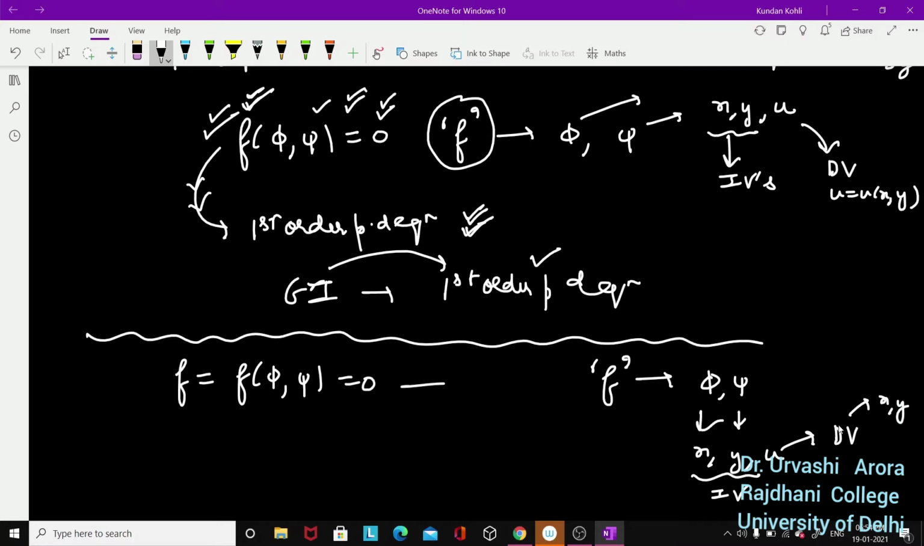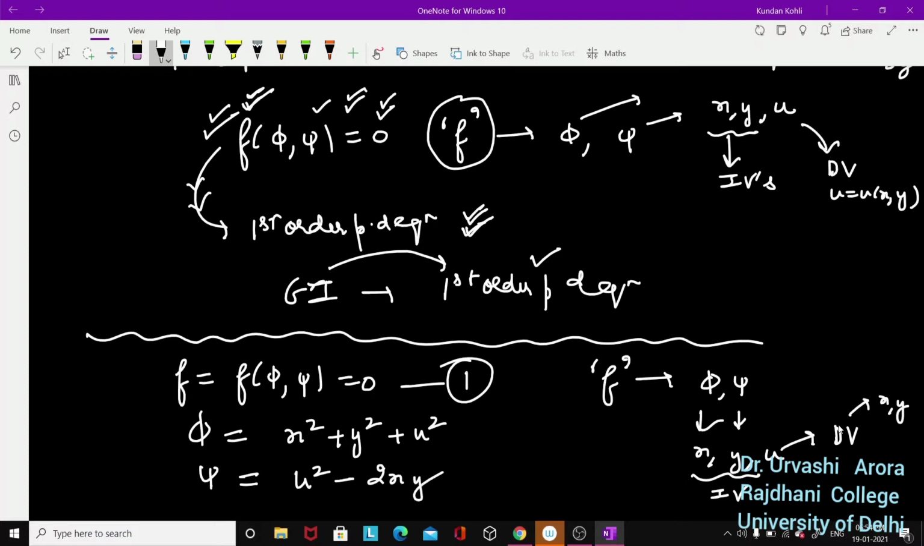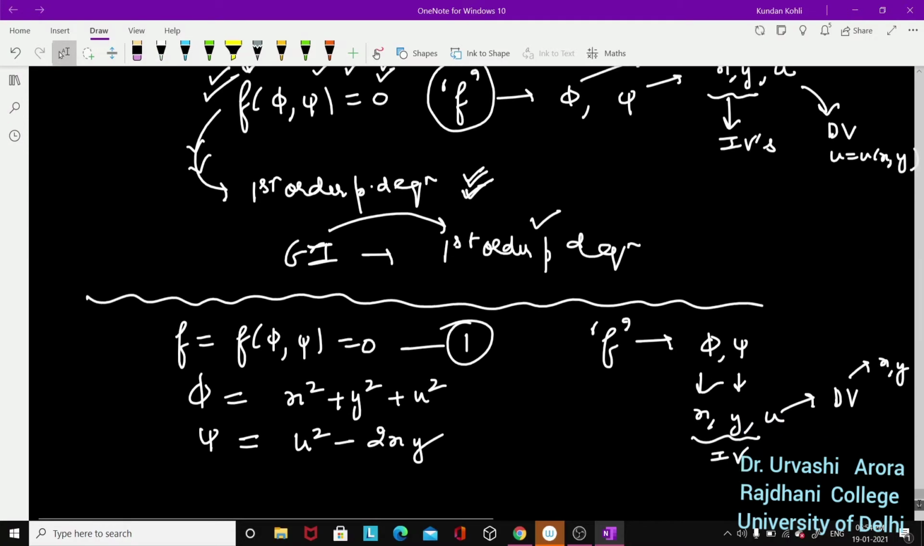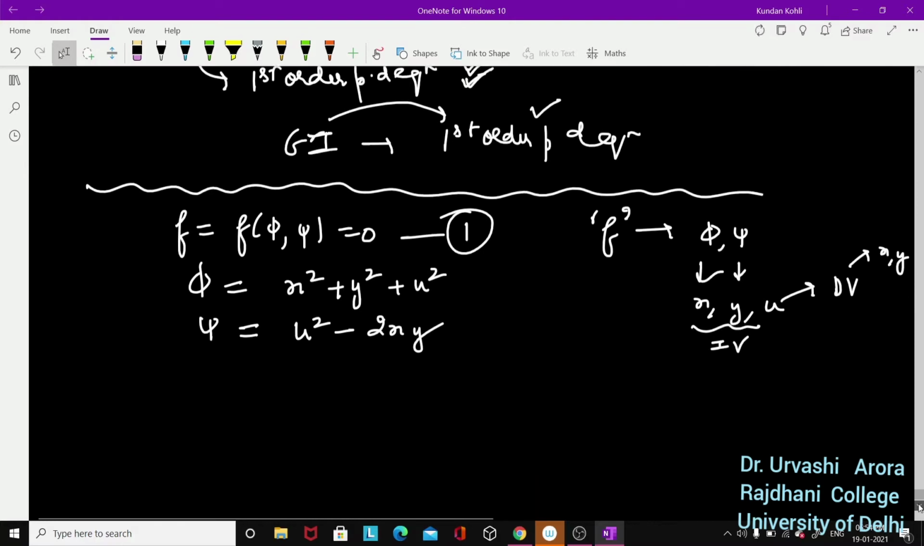Now this relation I'm marking as 1, and because phi and psi are functions of x, y and u, let's say phi is x square plus y square plus u square, and psi is, let's say, u square minus 2xy. Now the point is how to find the first order partial differential equation corresponding to this relation 1. So there are two steps which are involved.